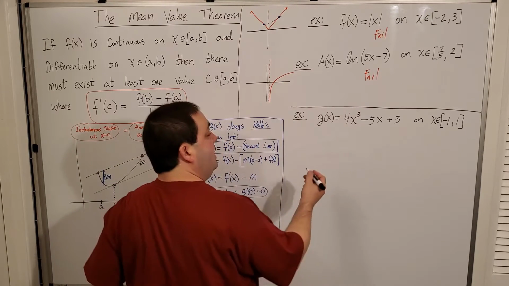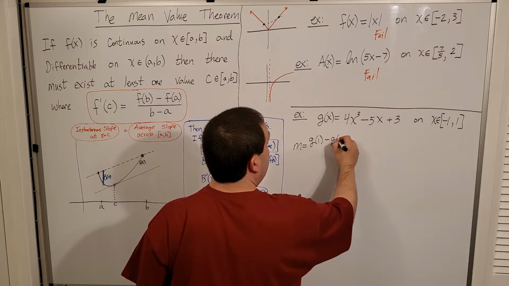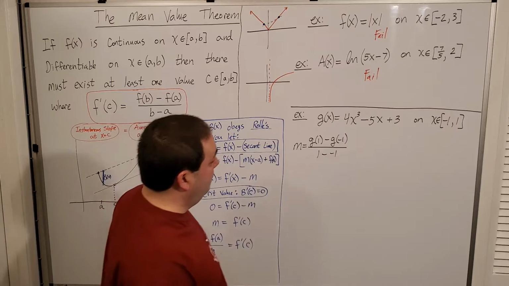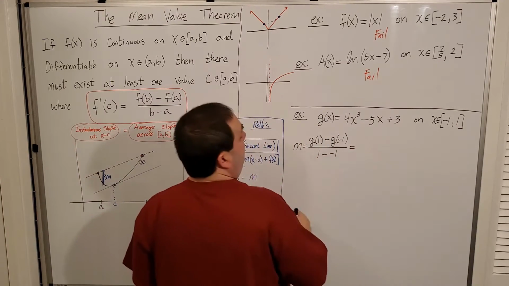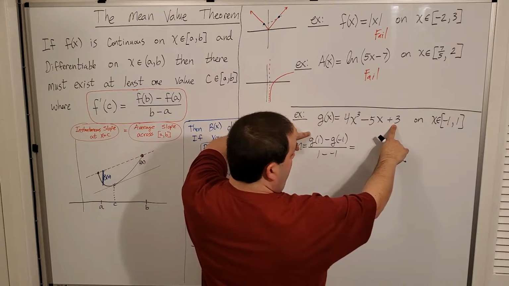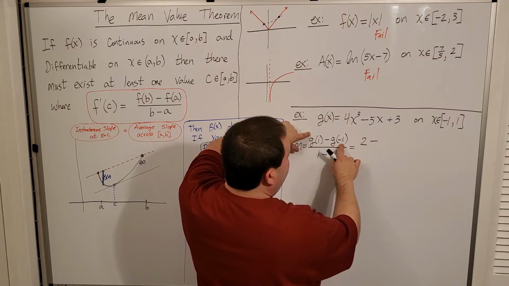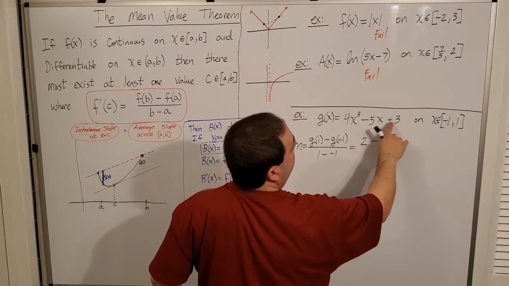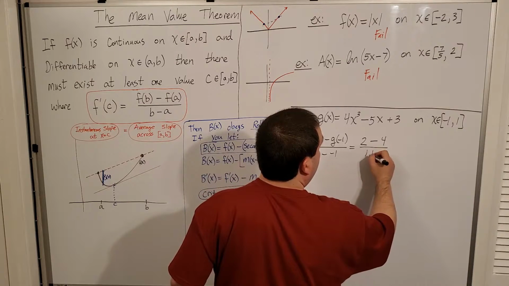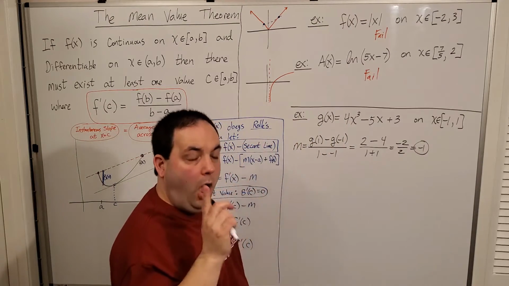First, let's start off by finding the secant slope. M is going to be g of 1 minus g of -1 over 1 minus -1. So g of 1, if I plug in 1, I'll have 4 minus 5 plus 3, which is going to be 2. And then minus g of -1 is going to be -4 plus 5 plus 3, which is 4. And on the bottom, I've got 1 plus 1, which is 2. So I've got -2 over 2. I've got a slope of -1, average slope.